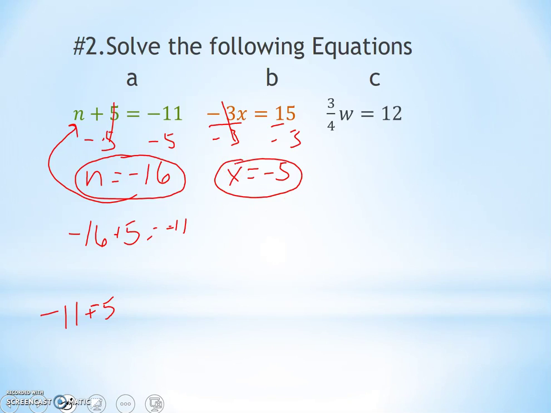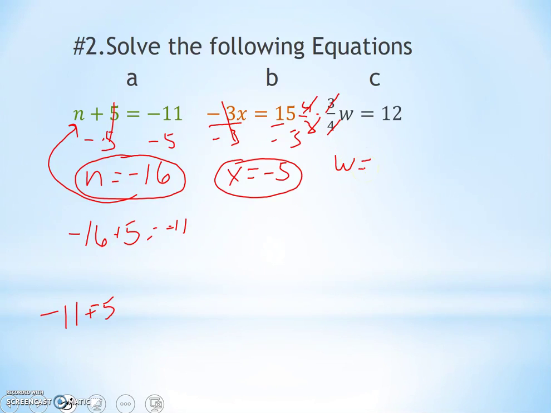Now, there are several ways to think about part C. I'm going to do this by multiplying by the reciprocal. I want this to be 1w. And if I take 3/4 and multiply it by 4/3, then what will happen is this. The 3's will cancel out and the 4's will cancel out. And the only thing that I'll be left with is w.